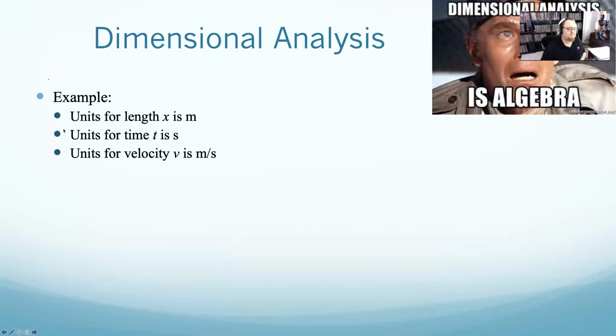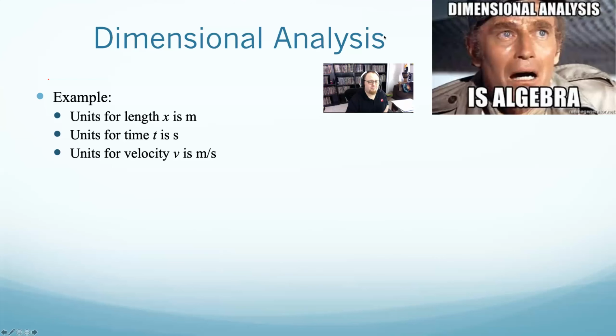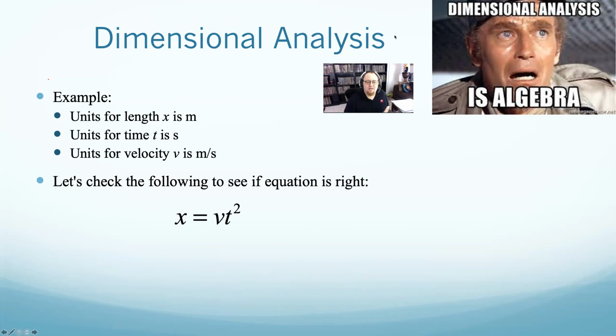Here's an example of what I mean. Length is measured in meters, time is measured in seconds, and velocity is meters per second. We'll cover that more later on. Let's say I gave you this equation, x equals v t squared. We could see if that equation is possible or not just by plugging in units. I don't have to tell you a value of length or time or velocity. I'll just plug in the units: x is in meters, v is meters per second, t is in seconds, and t is squared, so seconds squared.